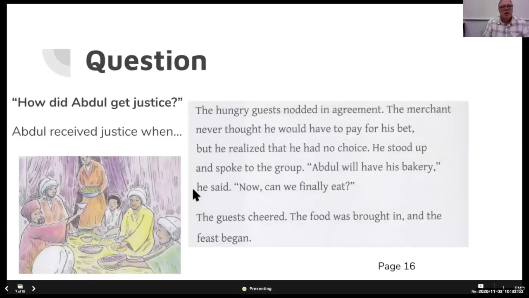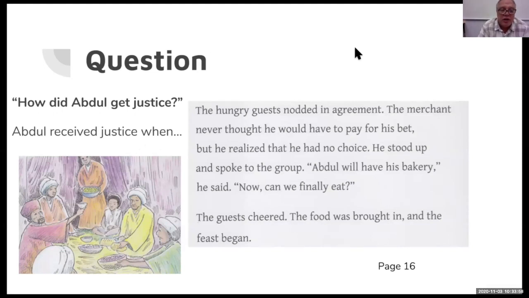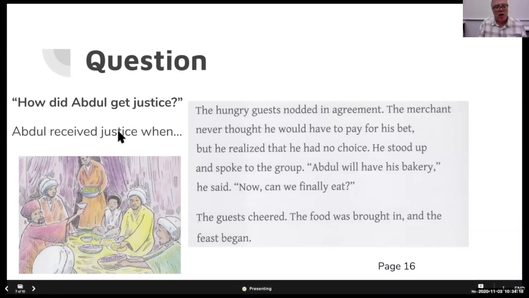So here's the question. How did Abdul get justice? And the answer is found on page 16, which is actually the last page of the story. If I was using RICE, I might start out with this very phrase: Abdul received justice when... And then I would go through the RICE, right? That is my R in the RICE. Okay, here's the place in the story where the evidence is that he truly received justice. So let's read it. Read along with me.